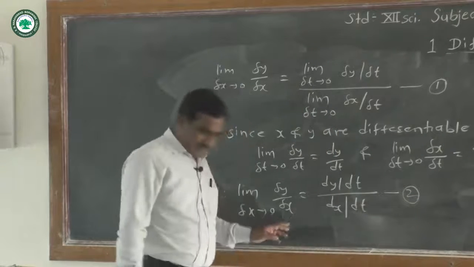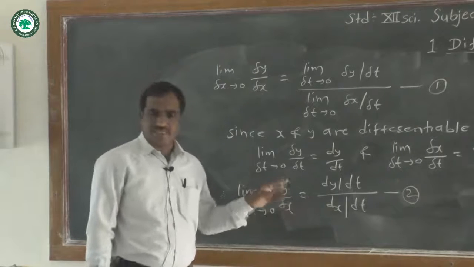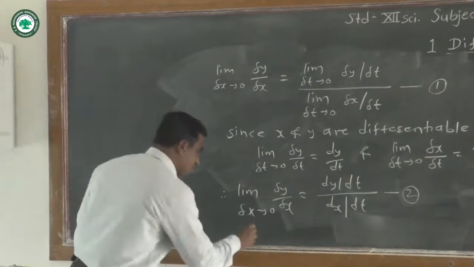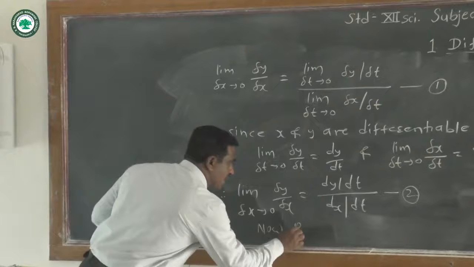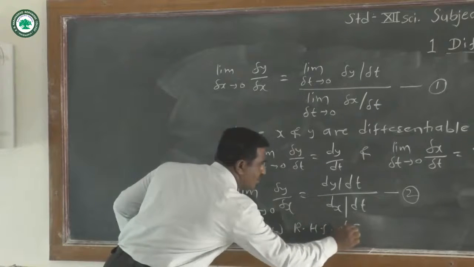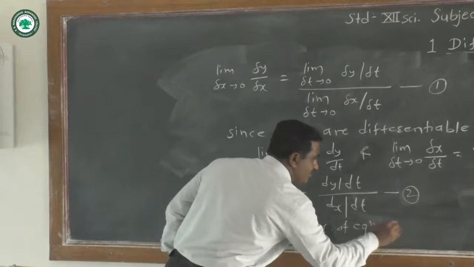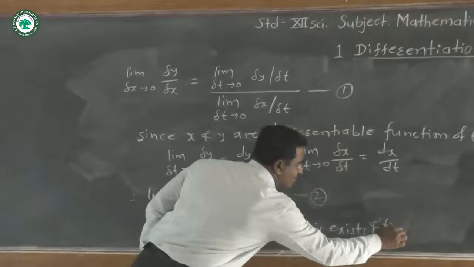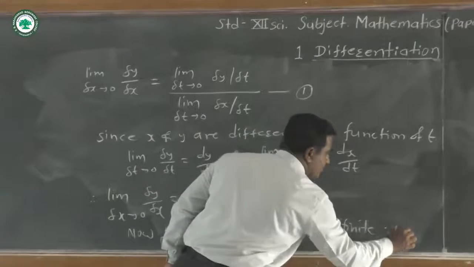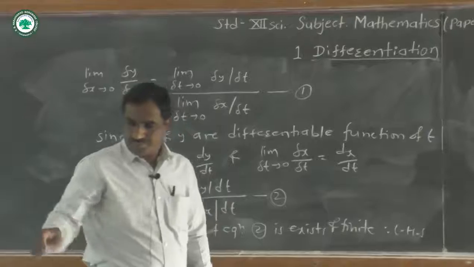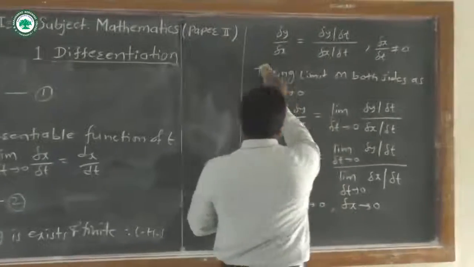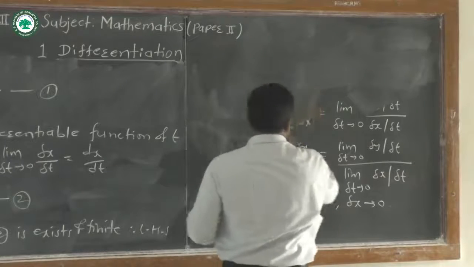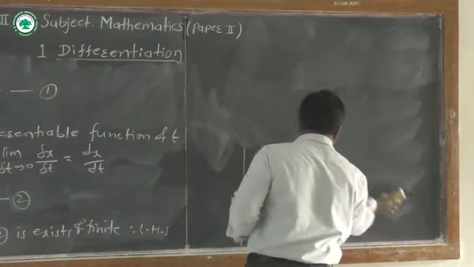Now the RHS of equation second exists, therefore the LHS also exists. The RHS of equation second exists and is finite. Therefore, the LHS of equation second also exists and is finite.